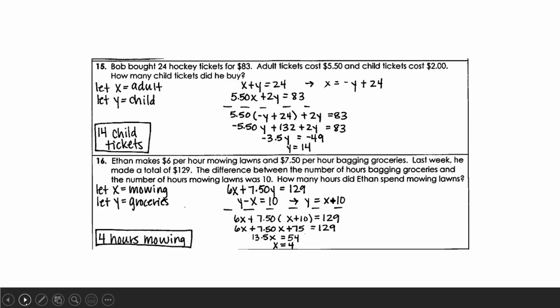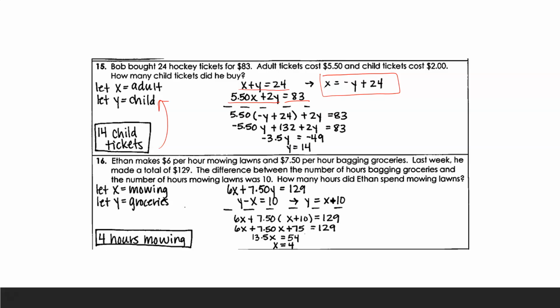15, Bob bought 24 hockey tickets for $83. Adult tickets are $5.50 and child tickets are $2. How many child tickets did he buy? Here's his total tickets, and here's the price and what he spent. When you isolate x here, I mean, you can use elimination if you want. So when you solve for y, you get 14, and that already gives you the child tickets. So 14 child tickets.